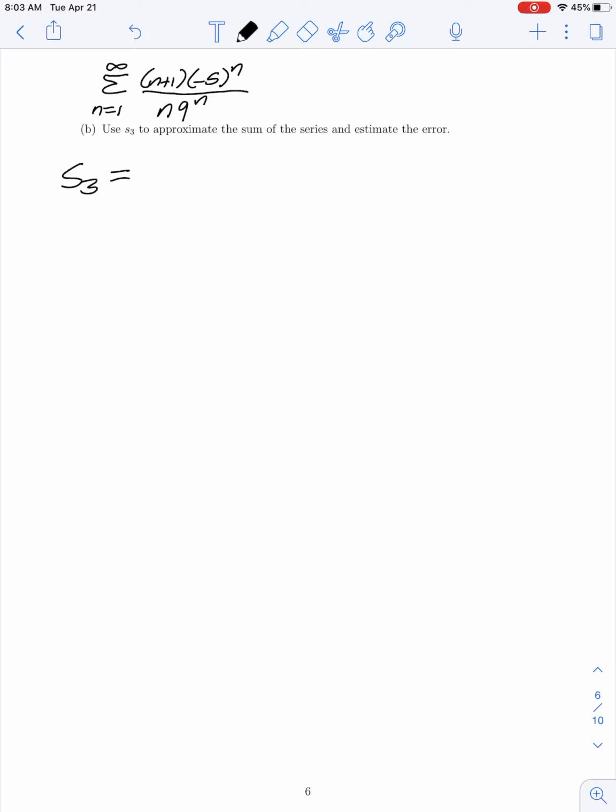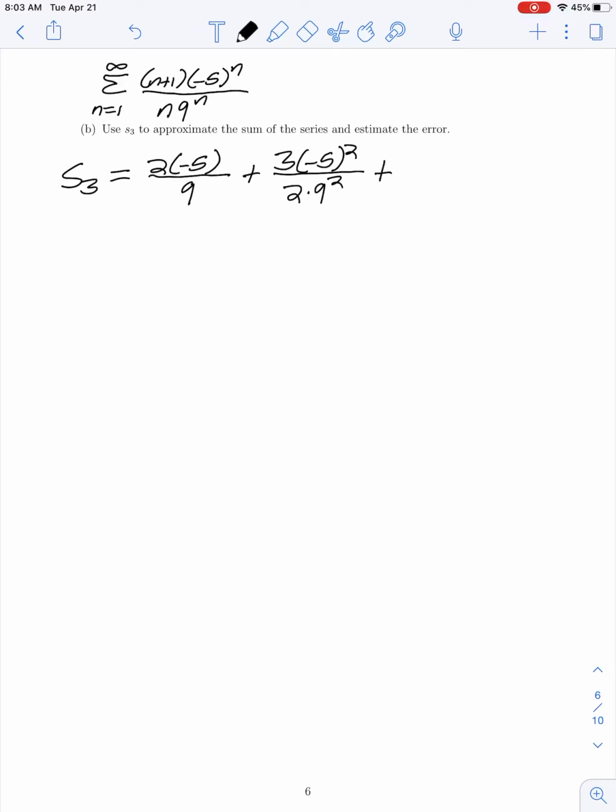So starting with the first term of our series, if we substitute 1 in for n, we have 2 times (negative 5) to the first divided by 1 times 9 to the first. Then we would add our next term. So plugging in 2 for n, we have 3 times (negative 5) squared over 2 times 9 squared.